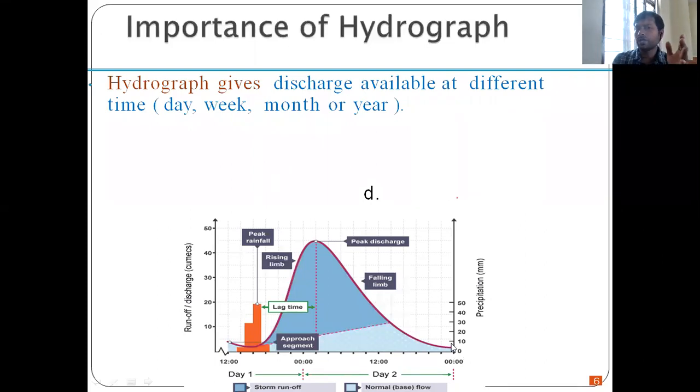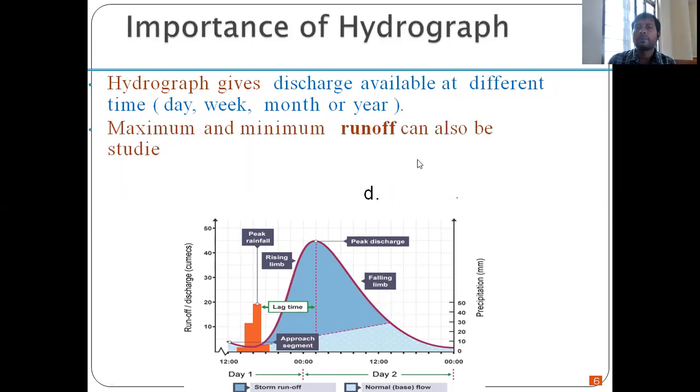So we can decide at what month, at what day, and at what time the discharge is maximum. And based on the discharge, we need to select the generation of the plant units. During high discharge time, we need to generate more electricity. That can be obtained with this graph. So that is the first important point.